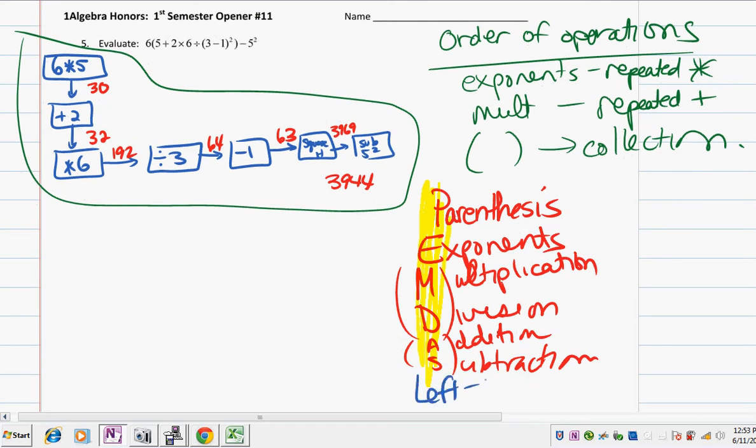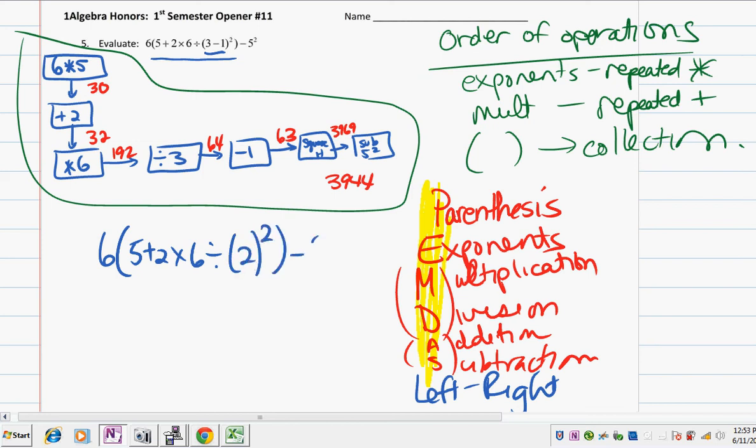So my whole left to right notion wasn't bad, except for this idea that we start left to right. So we have to look at them as parentheses first. So let's look at parentheses first. So 3 minus 1, and then this whole set of parentheses. So we have 6, 5 plus 2 times 6 divided by 2 squared minus 5 squared. So now I've taken care of one operation in parentheses. I could take care of this other one, or I could try to get rid of this one set. 2 squared, exponents next, is 4. So we could do that.